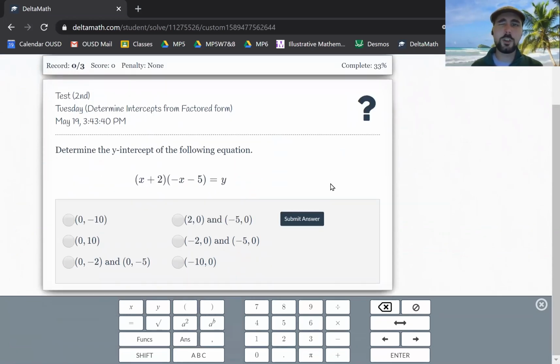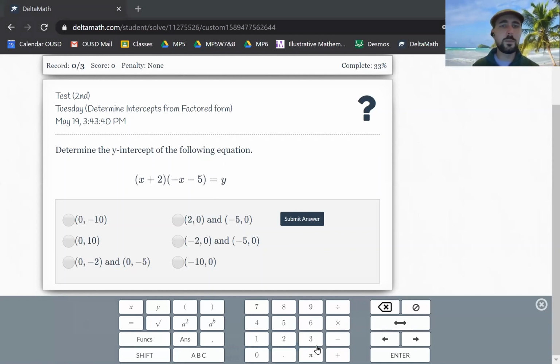So this should connect back to a Desmos activity we did last week, and some lessons from last week or 2 weeks ago as well. So hopefully this is familiar, but if it's not, let's talk about a few things. So first of all, the directions. Determine the y-intercept of the following equation, and then we see (x + 2)(-x - 5) = y.